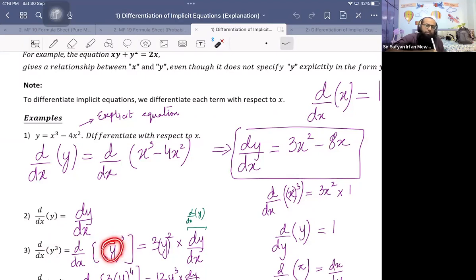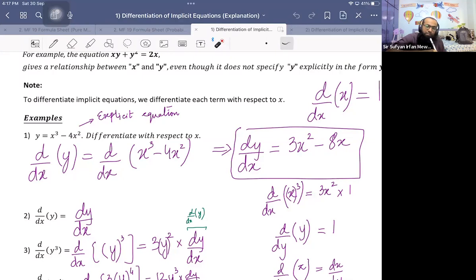And the function inside the bracket is y. The first step, multiply the power and subtract the power by 1. And then multiply the differentiation of the function inside the bracket. So when we are going to differentiate y with respect to x, it will not be differentiated and we are going to get dy by dx. So first we dealt with the power.